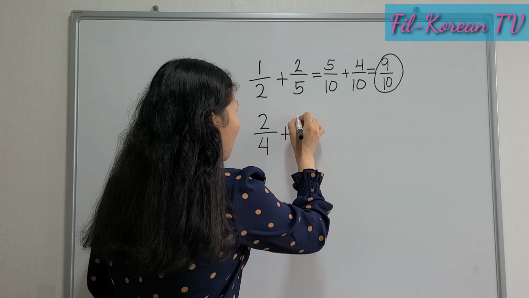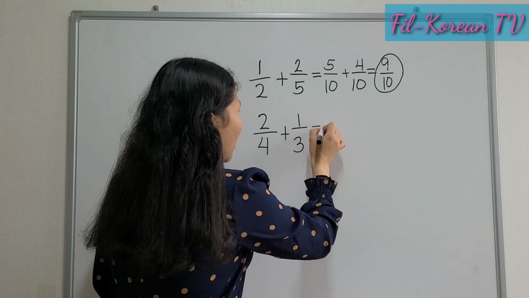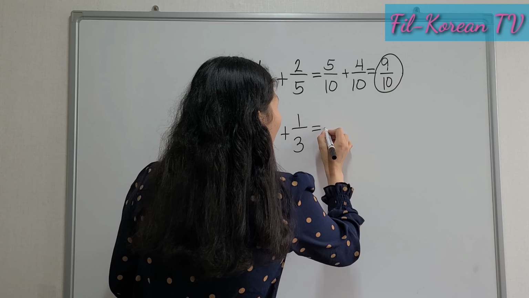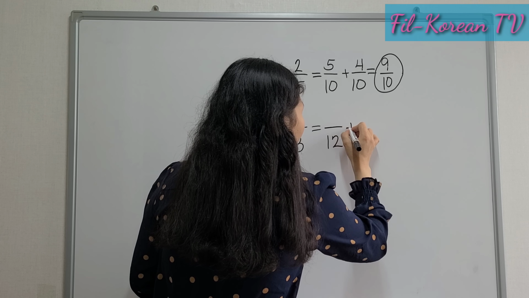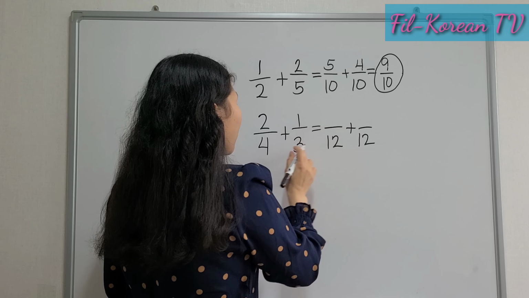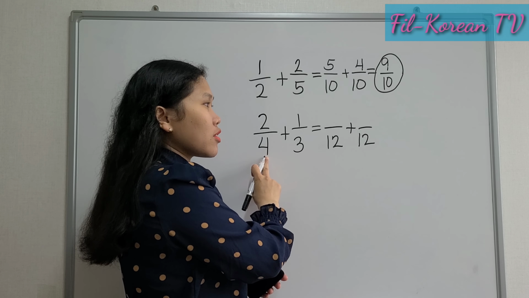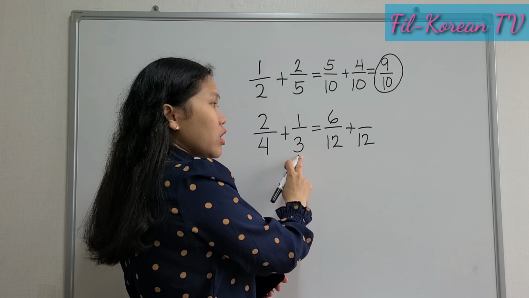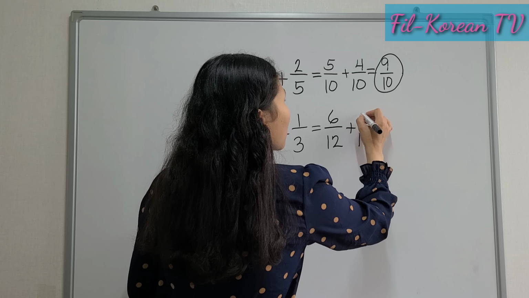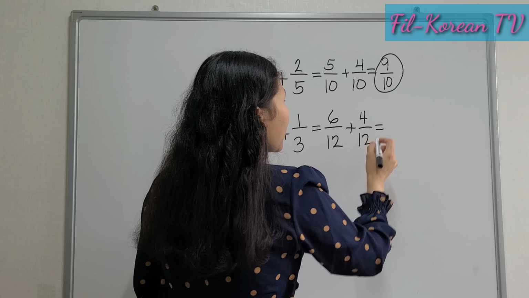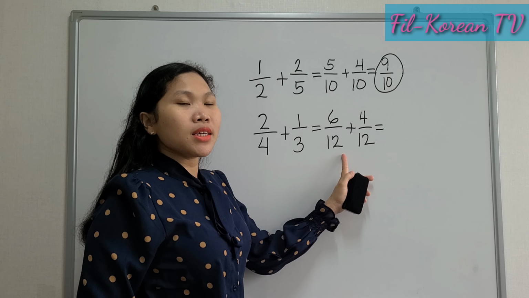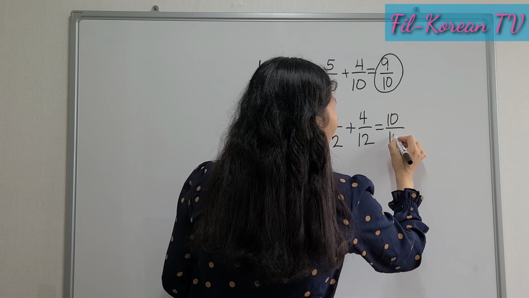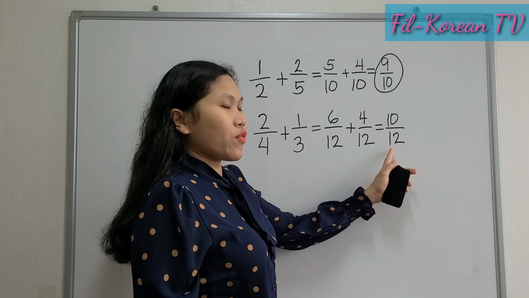2/4 plus 1/3 equals. Okay, the LCD is 12. 12 divided by 4 is 3. 3 times 2 equals 6. 12 divided by 3 equals 4. 4 times 1 equals 4. Okay, next, add the numerators. Copy the LCD. 6 plus 4 equals 10. Then the LCD is 12. The answer is 10/12.